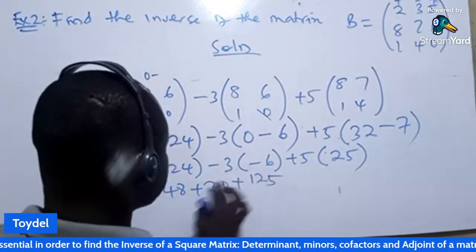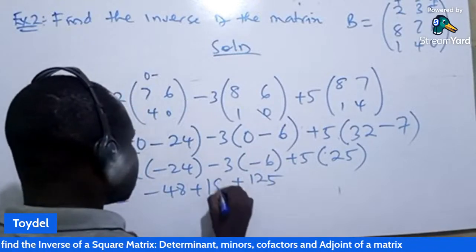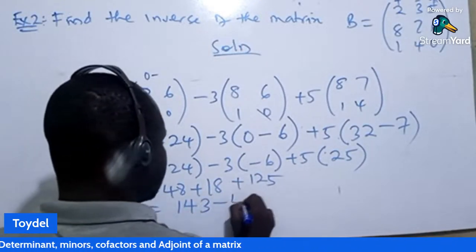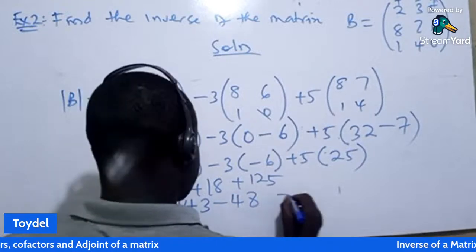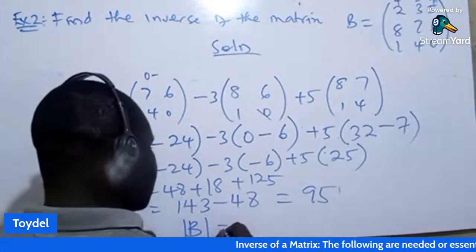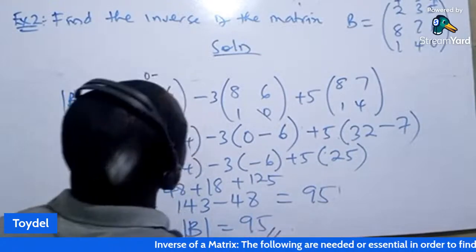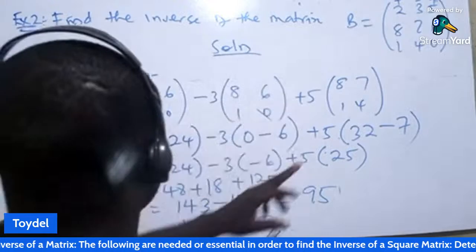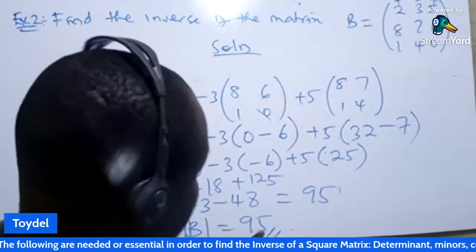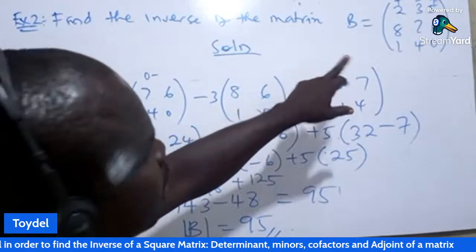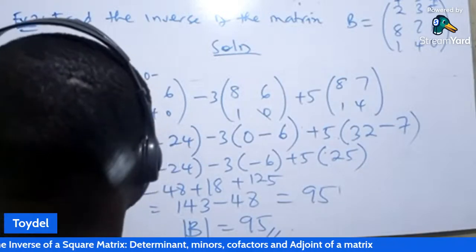No, 3 times 6 is 18. Then at the end of the day, we are going to have 143 minus 48. So that gives 95. So the determinant of B is equal to 95. So in this second example also, we found the determinant of B to be equal to 95, which is non-zero. So it shows that this matrix is a non-singular matrix and it has an inverse.